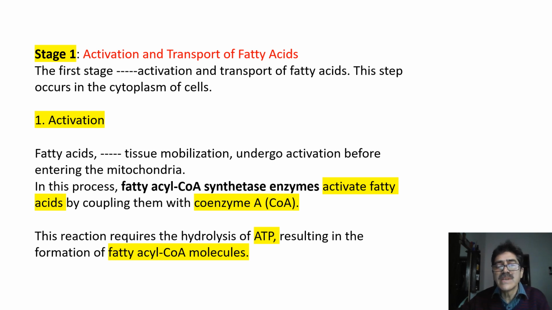Now, what happens in fatty acid oxidation? It is complete in certain stages. Stage 1 is, first of all, we need to activate the fatty acid. The fatty acid which has to undergo fatty acid oxidation needs to be activated, and later on it is to be transported inside the mitochondria. In order for activation of fatty acid to occur, the fatty acids, after getting mobilized from adipose tissue etc., have to undergo activation before entering the mitochondria.